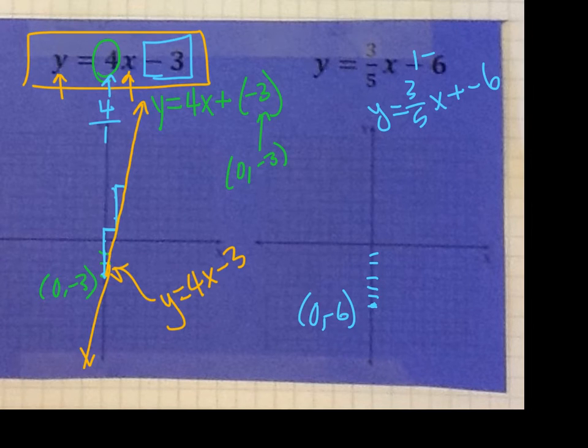After I've done that, I'm going to use my slope. It's already written in fraction form. My rise is 3, my run is 5. So I'm going to go up 3, 1, 2, 3, and to the right 5, 1, 2, 3, 4, 5. And I'm slowly going to make that line. So this line, we can write this as y is equal to 3 over 5x minus 6, or plus a negative 6. And I'm done.